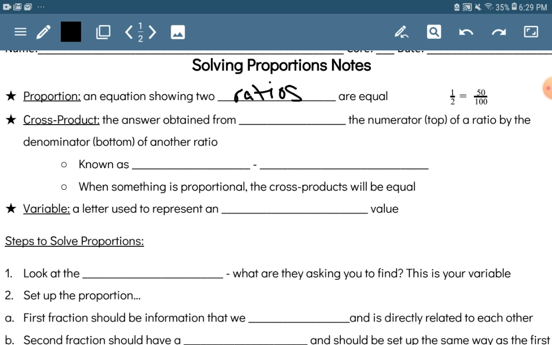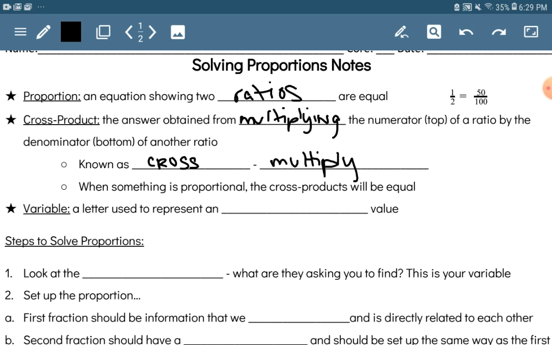Therefore, they are equal. A cross product is the answer obtained from multiplying the numerator of one of our ratios or one of our fractions by the denominator of the other. Usually we'll just call this cross multiplying. So when we tell you to cross multiply, that's what we're talking about.